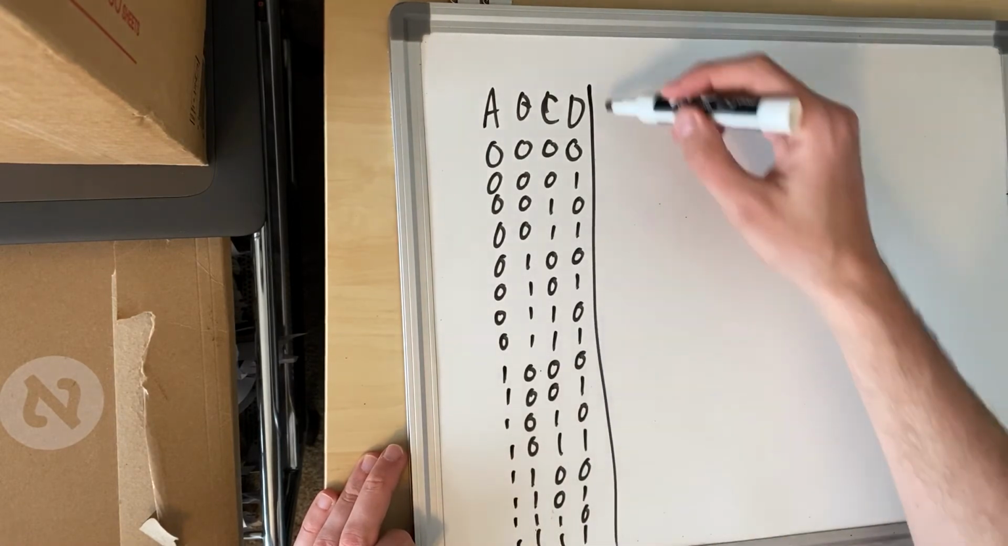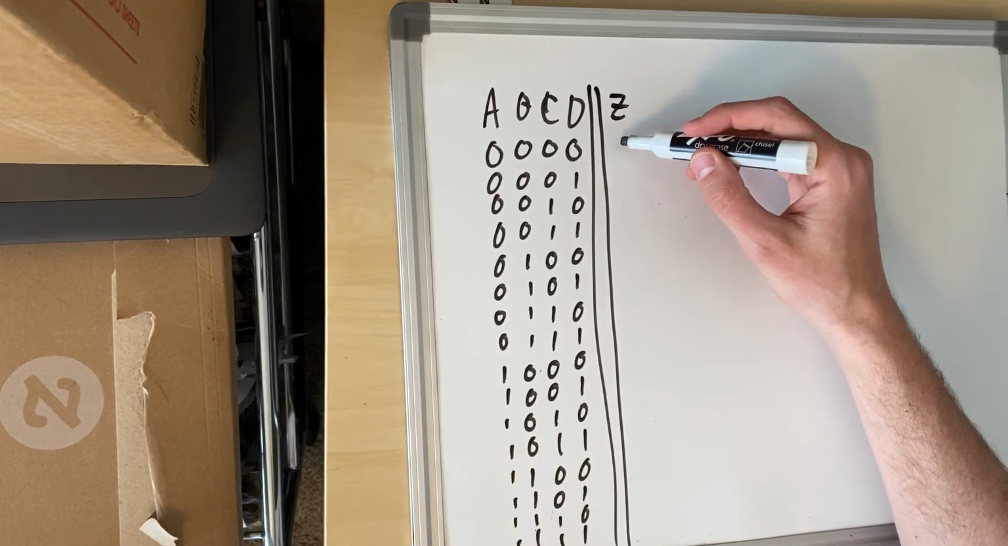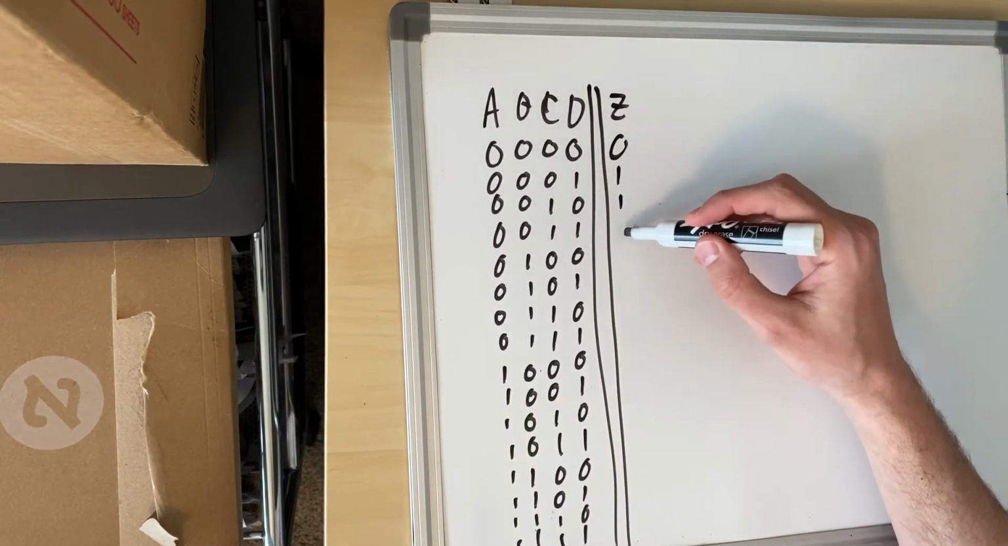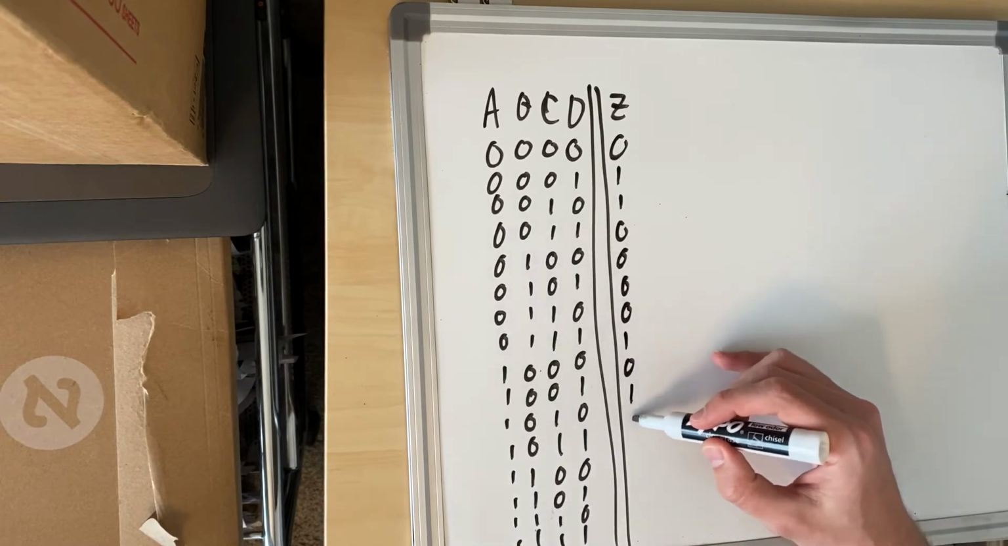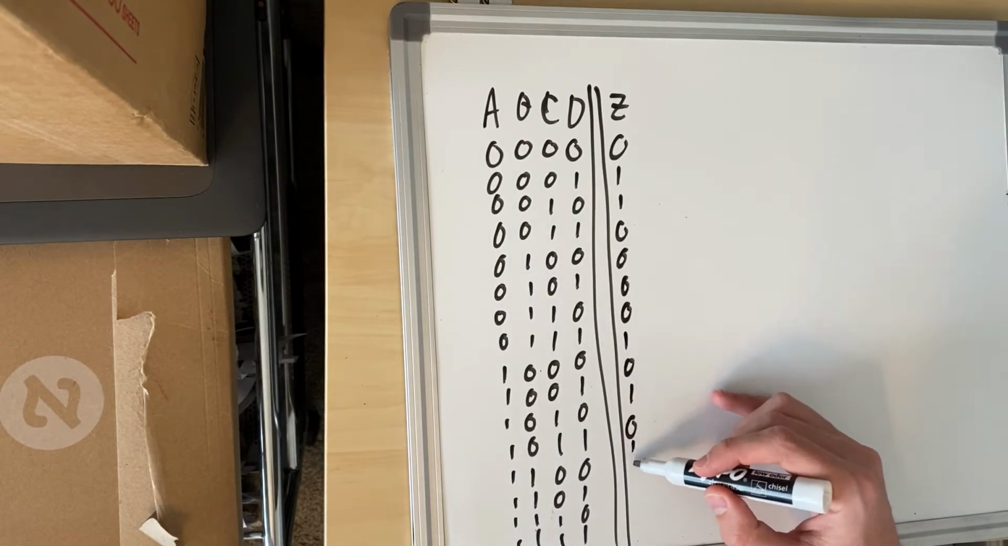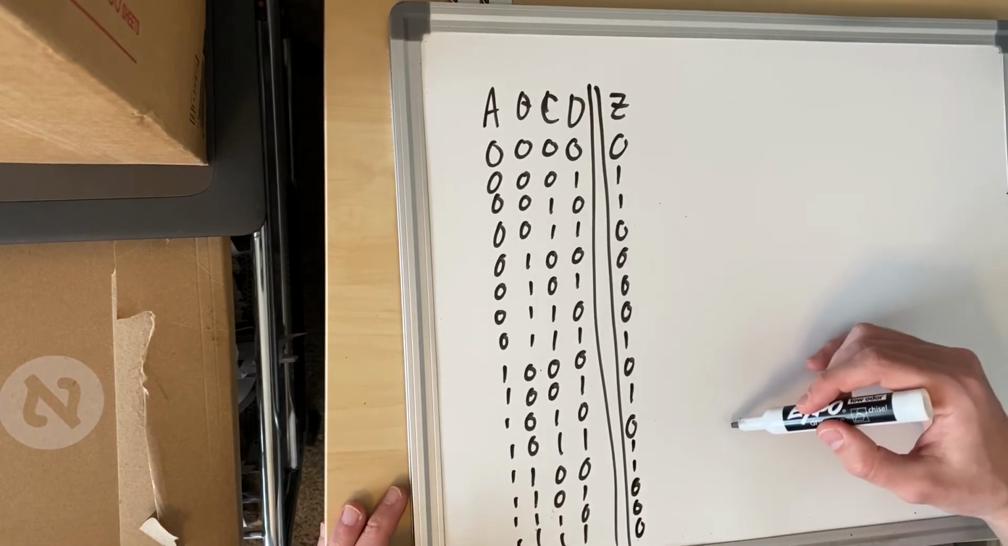And we got to get our output. And let's just do 0, 1, 1, 0, 0, 0, 1, 0, 0, 1, 1, 0, 0. And again, we're going to build our table.